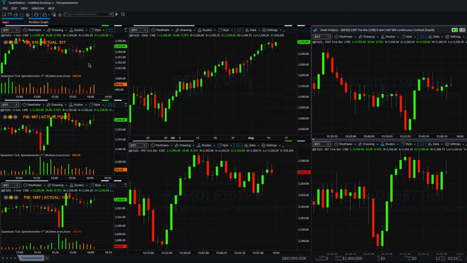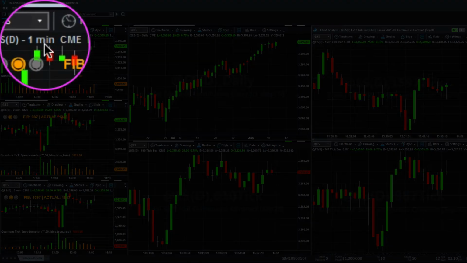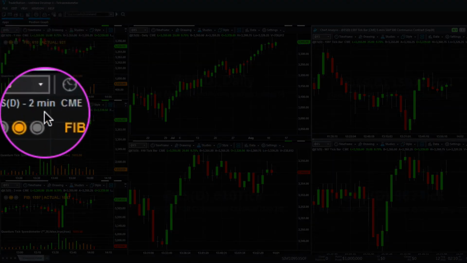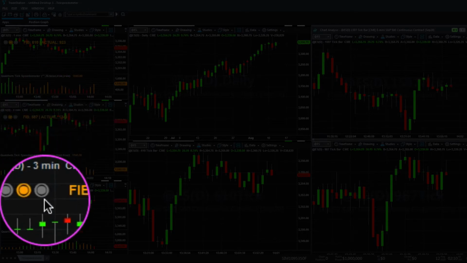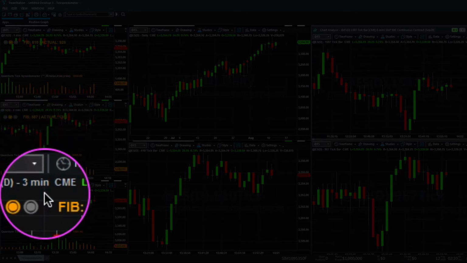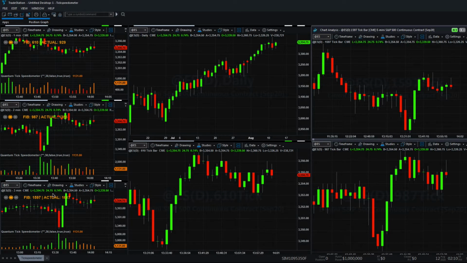And what I have down the side here in terms of time frames, I've got the 1 minute at the top, I've got the 2 minute in the middle, and down at the bottom I've got the 3 minute. So I've got them strung out in a line, 1, 2, 3 minute. And I've got the equivalent settings over here on my tick charts.